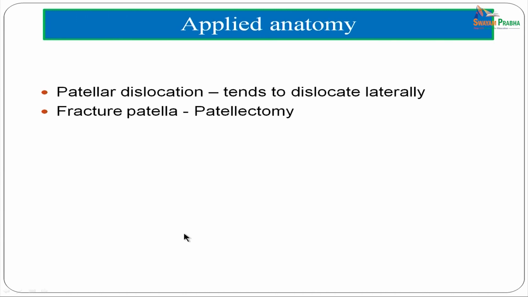Finally, the last thing about the knee joint is that occasionally there can be dislocation of the patella, and the patella tends to dislocate laterally because of the pull of the quadriceps femoris. Fracture of the patella is also known to occur in injuries in which there is a direct blow onto the patella, and patellectomy is the treatment of choice.